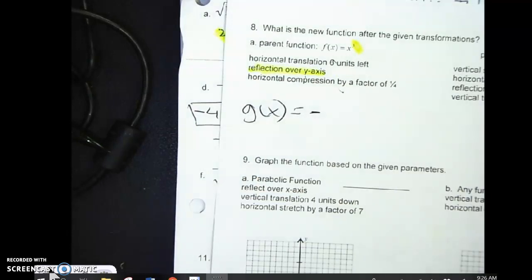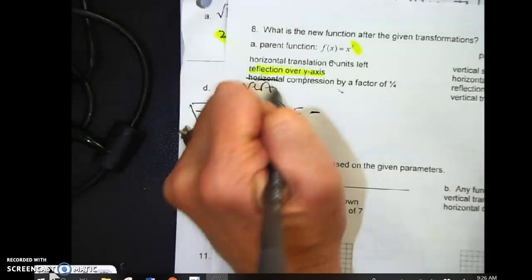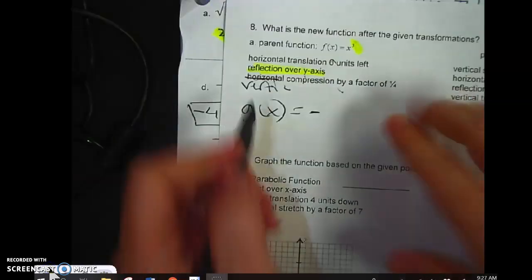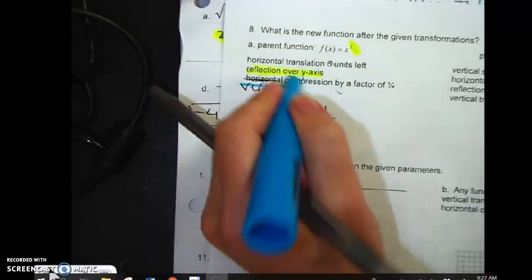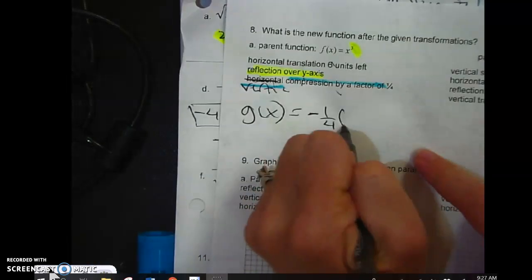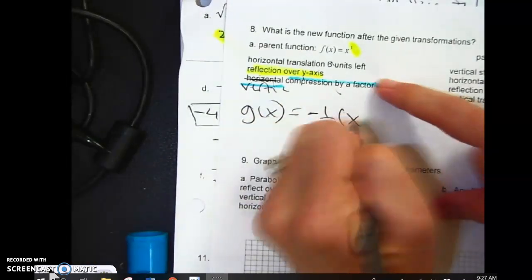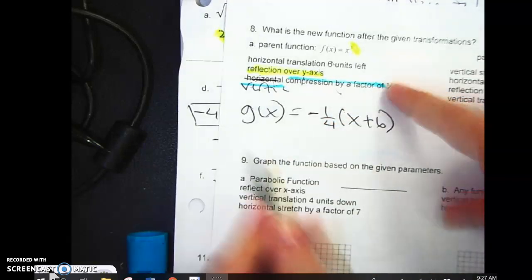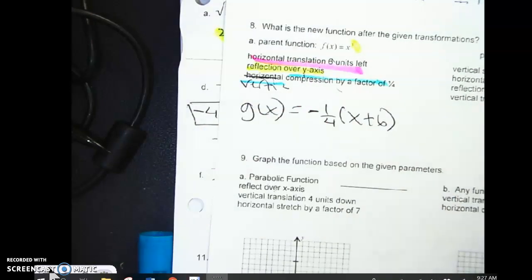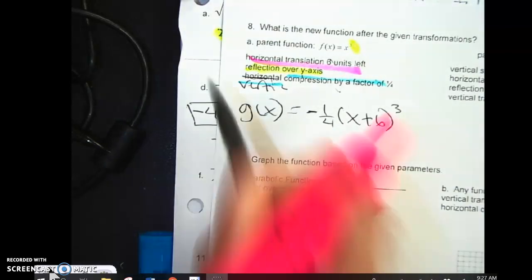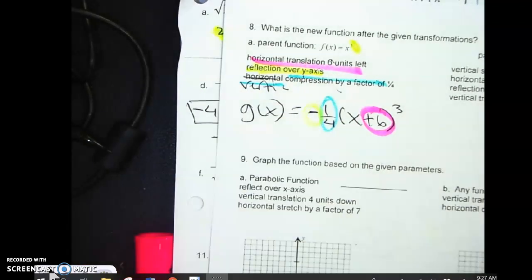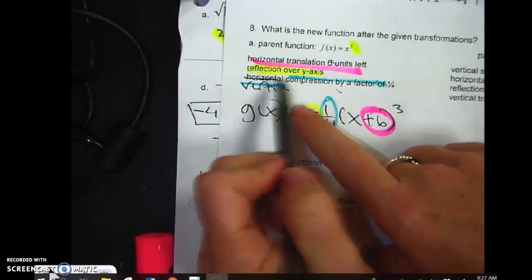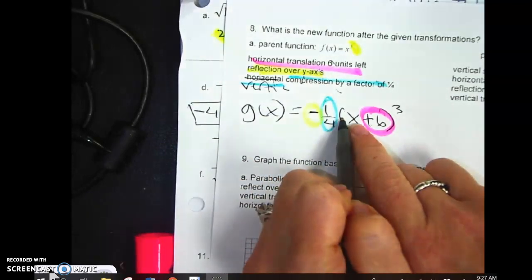And here is, this is kind of a hard one. Let me make this a vertical compression. So I'm going to make that a vertical compression by a factor of 1/4. So that's the blue. And I change it to vertical. Horizontal translation 6 units left. Left really means right. And then that covers everything except don't forget the cubed. So there's the 6. There's the 1/4, and there's the negative. Okay. If it did say a horizontal compression, there would be a positive 4 that would go in there.